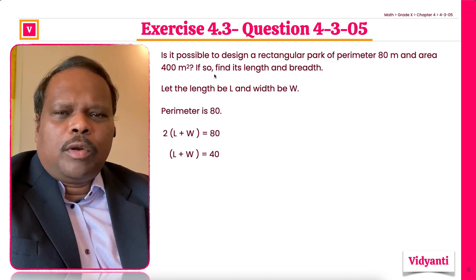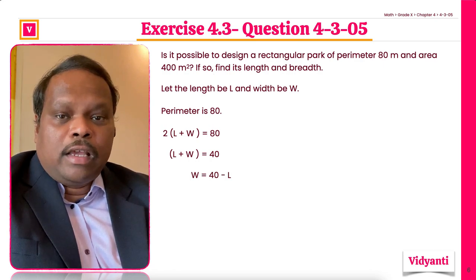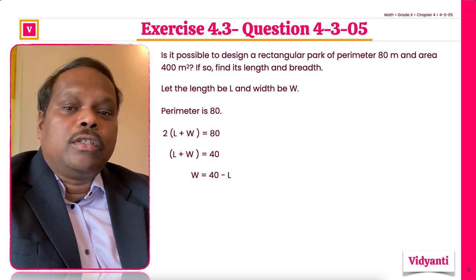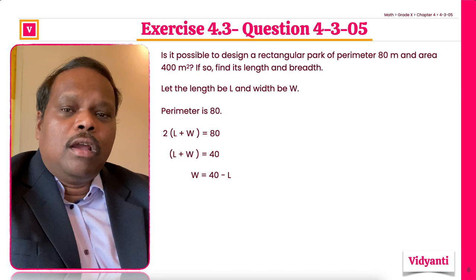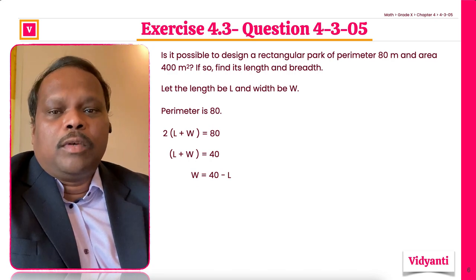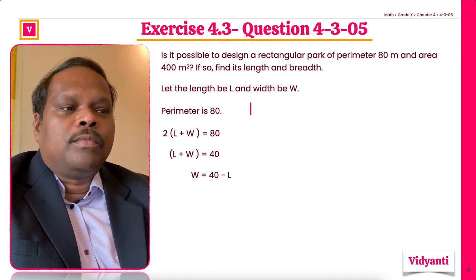And we will prefer only one variable. So that will be W as 40 minus L. That way we can use the second condition, and in that, instead of having two variables, we'll have only one variable, and that will help us create the quadratic expression really easily.